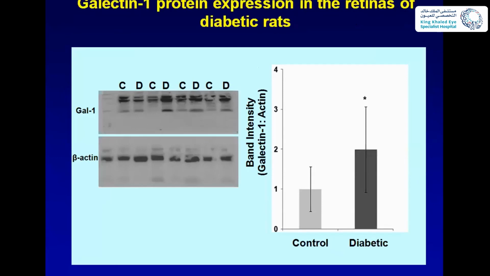Even this is diabetic retina. You can see in the diabetic retina also, galectin-1 expression is high as compared to control. I'm talking about diabetic rats, retina. Even in the epiretinal PVR patient, the levels are high. Even in the epiretinal membrane of PDR, the levels of galectin are high. Even in the diabetic rat retina, its levels are increased.